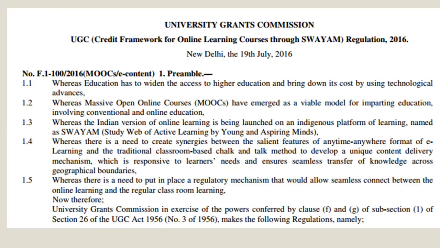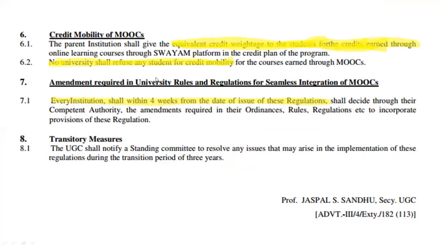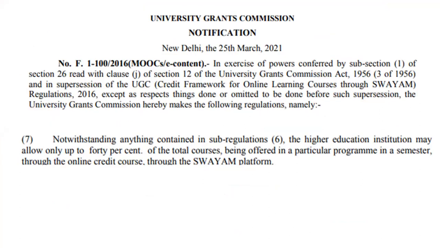Then looking at the guidelines, because already given under the credit framework, no university shall refuse any student for credit mobility. Every institute shall, within 4 weeks from the date of issue of this regulation, bring the amendment in the respective competent authority. This is something already there in the 2016 guidelines. Then in 2021, they allow only up to 40% for Swayam. This is something probably in the 2021 guidelines.